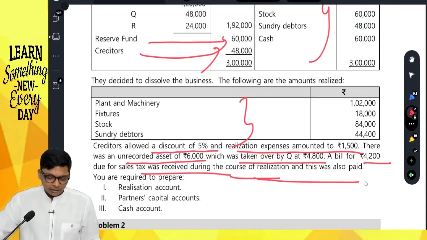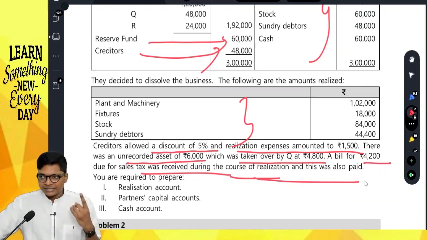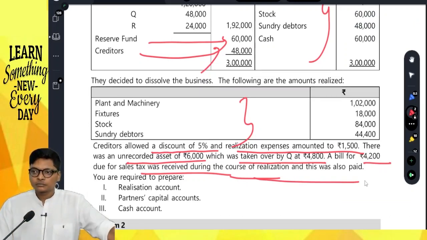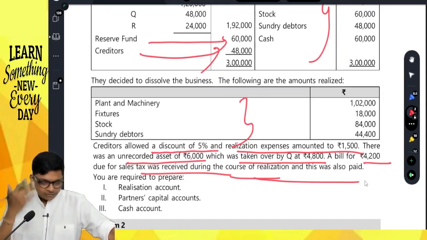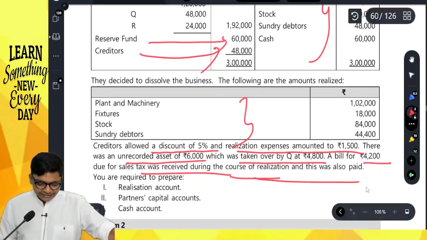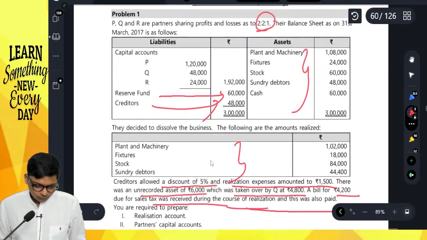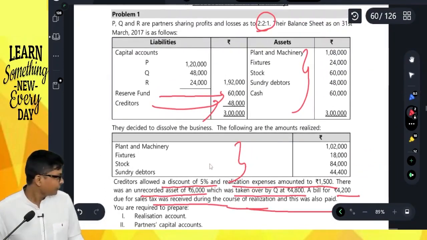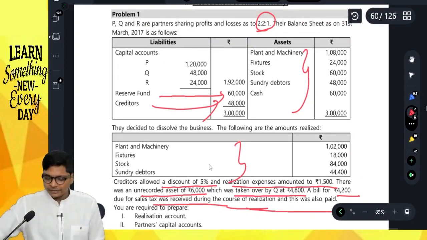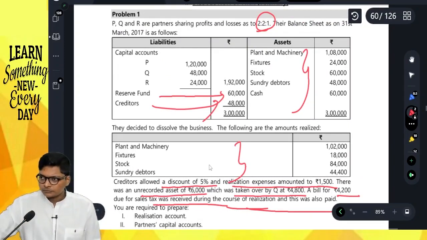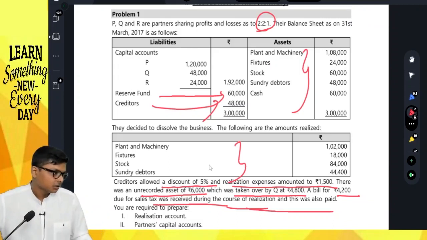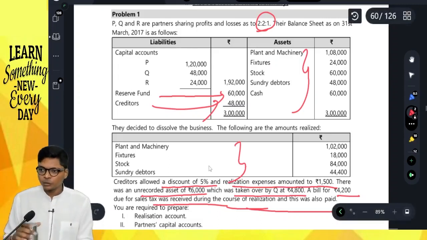Step 3 now. They are asking you to prepare 3 accounts: realization account, partners' capital accounts and cash account. Apart from this, you will prepare journals. First sum, journals template. So quickly, guys, prepare the 3 ledgers and journals. Is the full question visible? I hope you all know how to prepare ledgers and journals. Do it, guys.